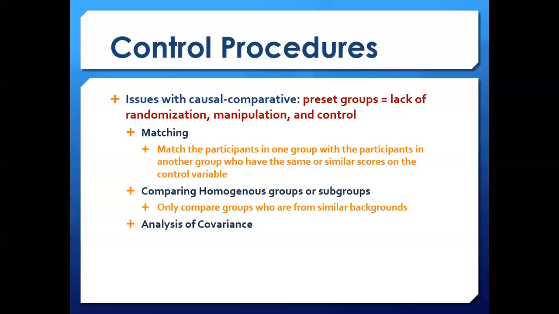Another way to deal with this is the analysis of covariance. This is a statistical technique for adjusting initial group differences on the variables used. This is at the beginning. You're going to look at the group differences and you're going to adjust them statistically for these variables.